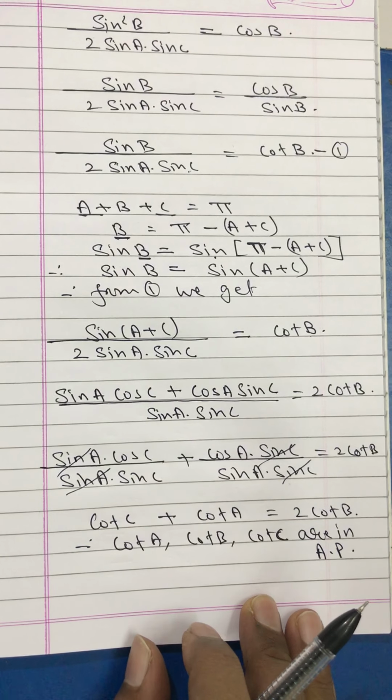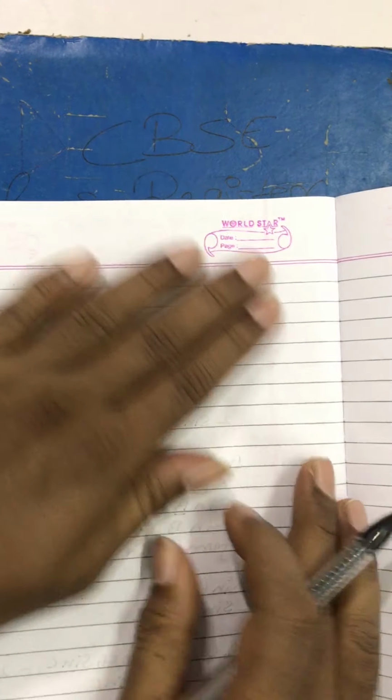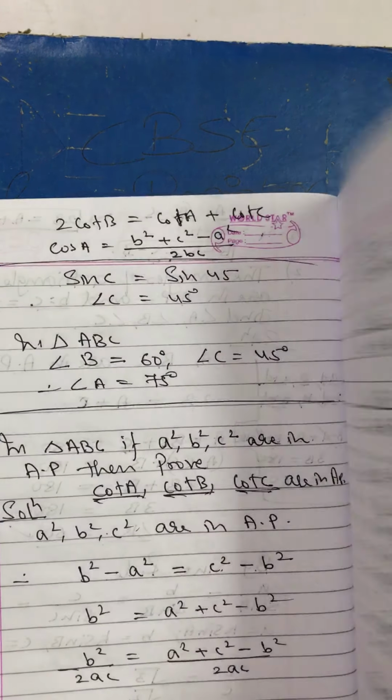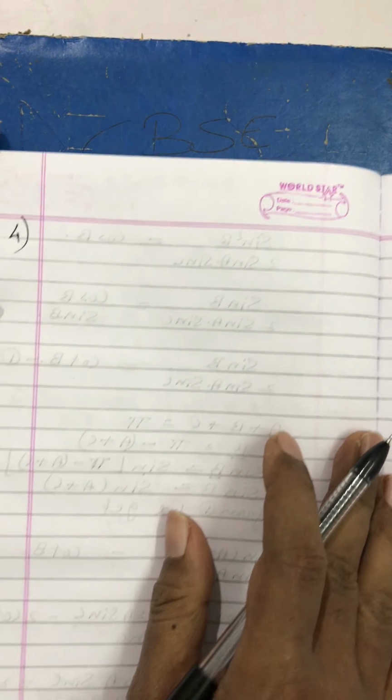Are you getting? Okay, my dear students, so this is how we completed one more question which is based on arithmetic progression. Now let us go to some other type of questions. 3 questions we have finished. I'm going to the 4th question now.